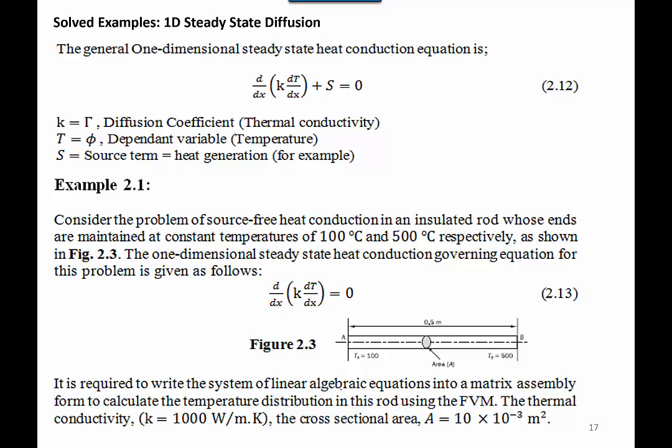It is required to write the system of linear algebraic equations into a matrix assembly form, then calculate the temperature distribution in this rod using the finite volume method, knowing that the thermal conductivity value is 1000 watt per meter Kelvin, and the cross-sectional area has the value shown in this slide.